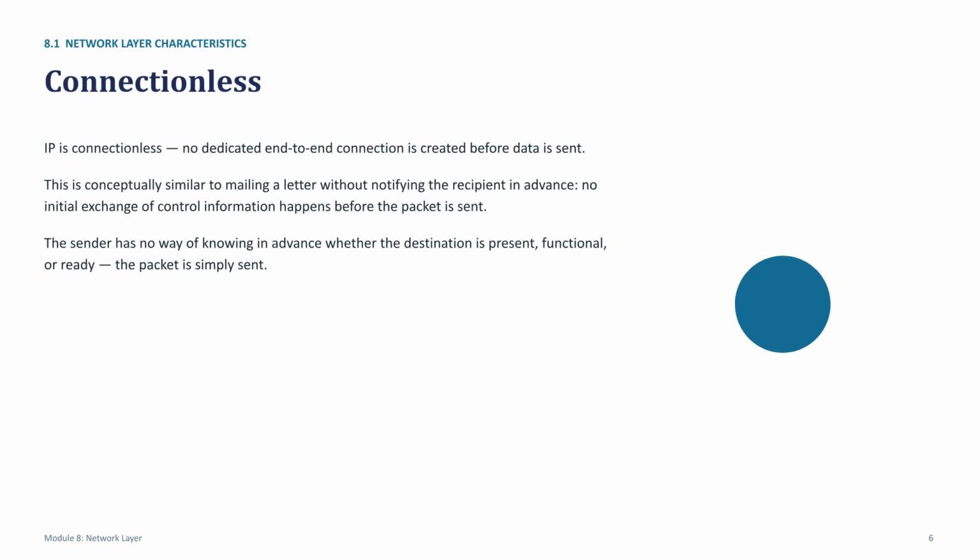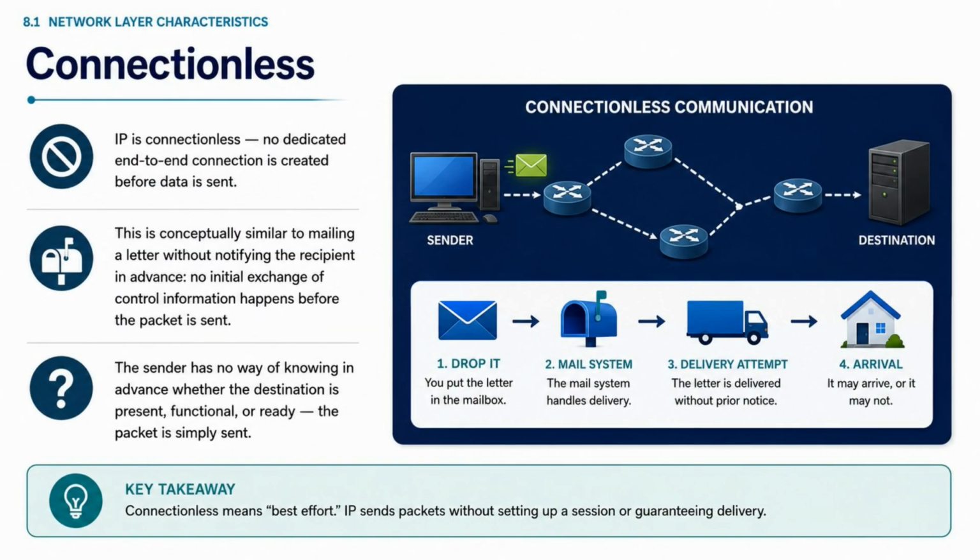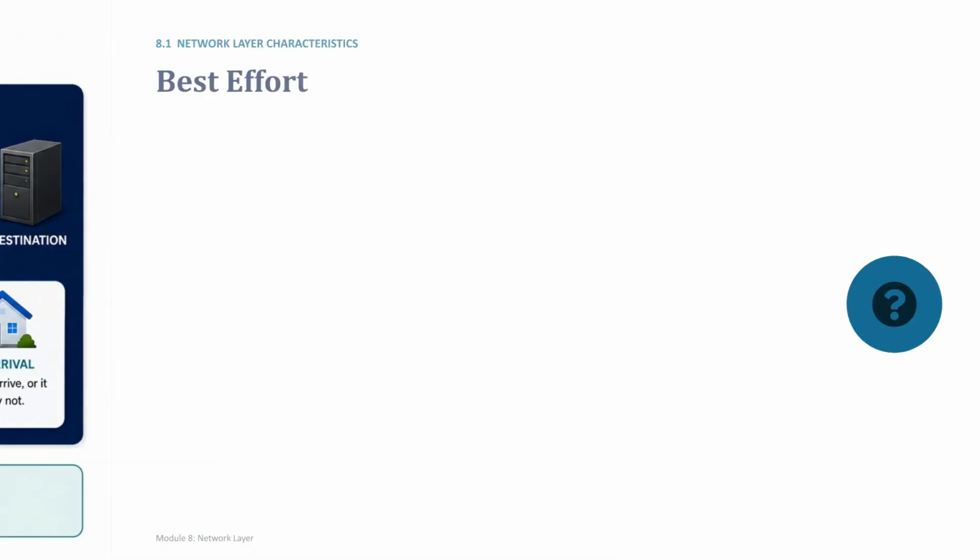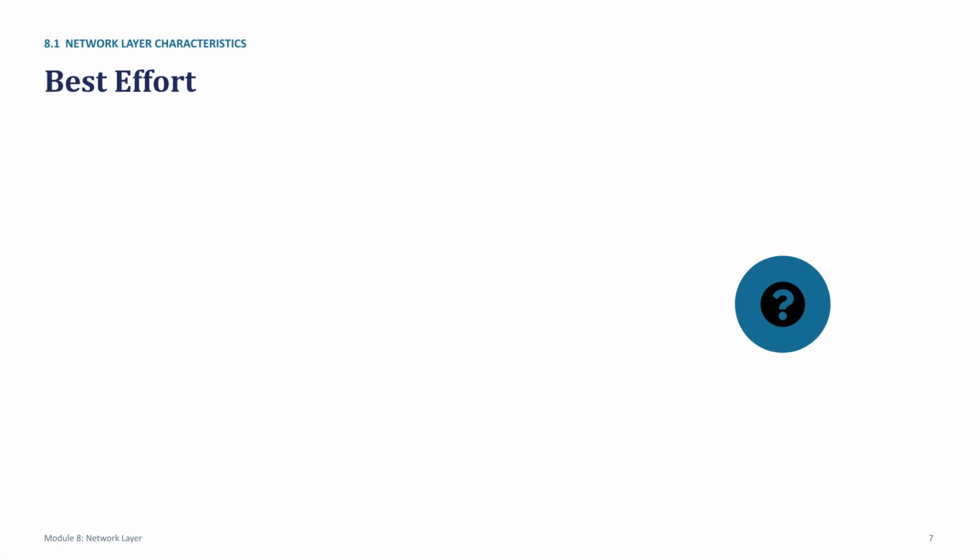IP is connectionless. No dedicated connection gets established before sending data, similar to mailing a letter without calling ahead. The sender has no way to know in advance if the destination is even present or ready. The packet just gets sent. This is a deliberate design trade-off, not a flaw. It keeps IP simple and fast. Being connectionless means no extra header fields are needed to maintain a connection state, which keeps overhead low.